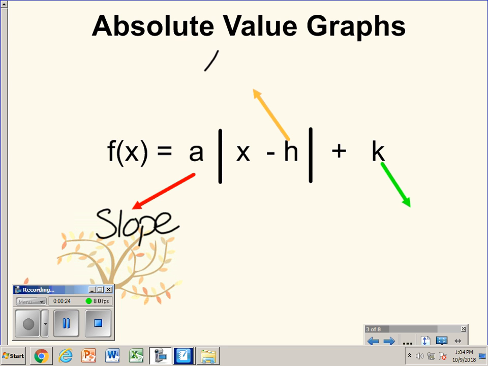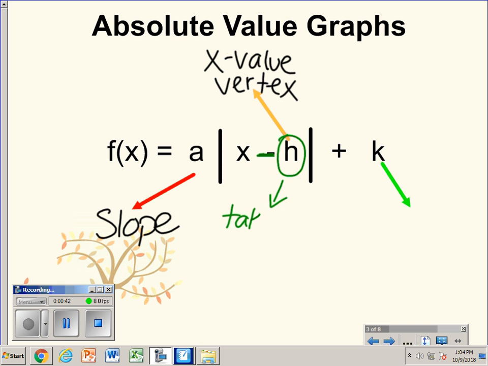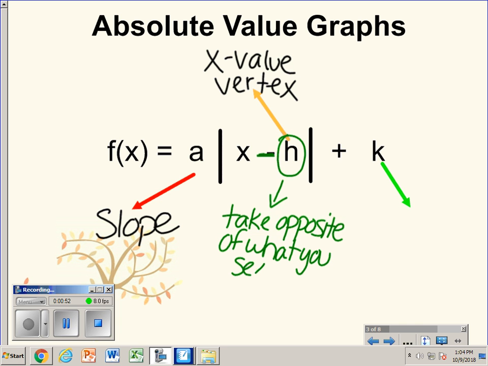H is the x value of our vertex. And remember, it's really important that with h, we take the opposite of what we see, because that negative sign is built in to the function. So you take the opposite of what you see. And k is the y value of your vertex.